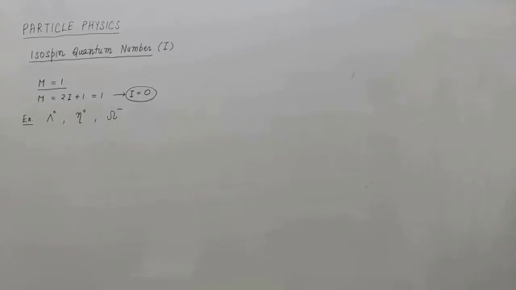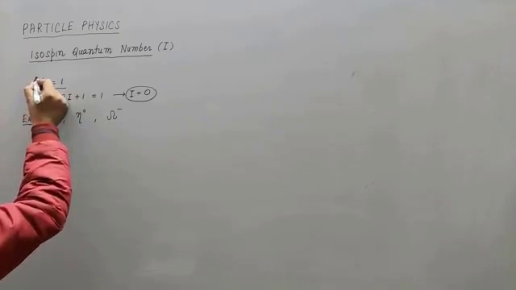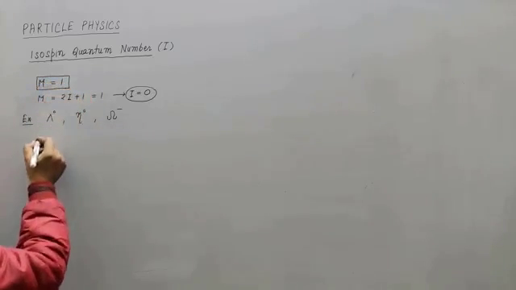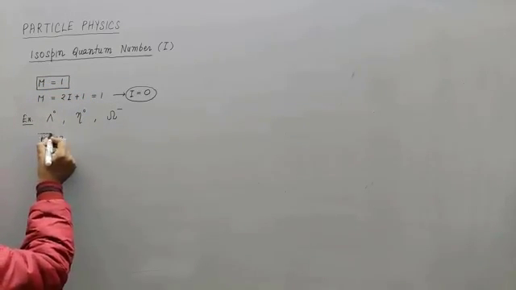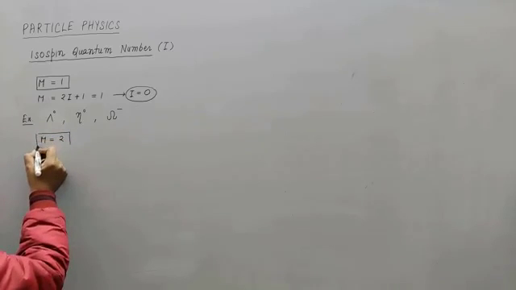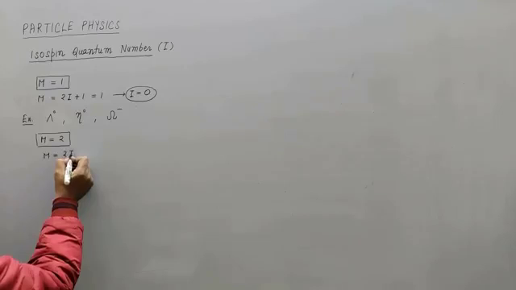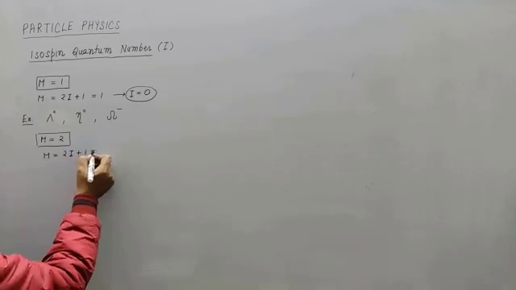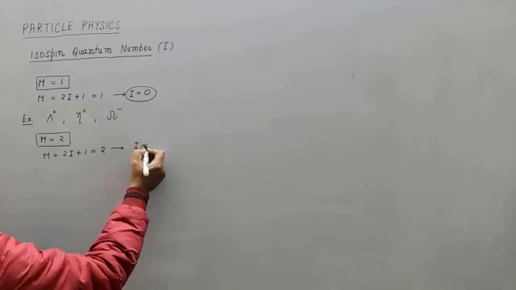Now come to the examples for M equal to 2. That was the case of M equal to 1. Now in the case of M equal to 2, if we put 2I plus 1 equal to 2, then this will give us I equal to half.